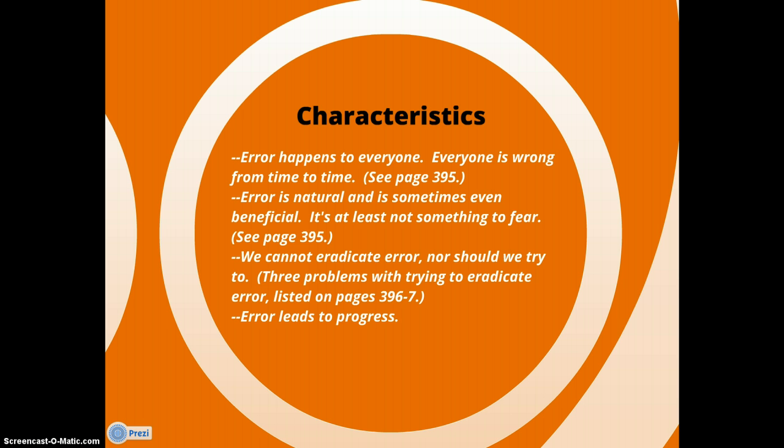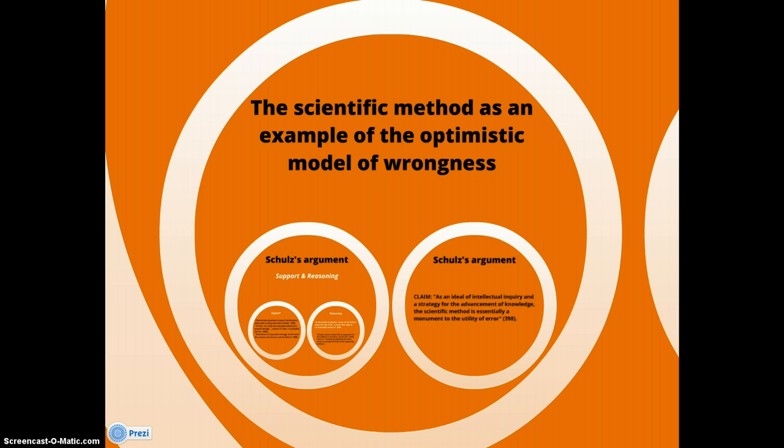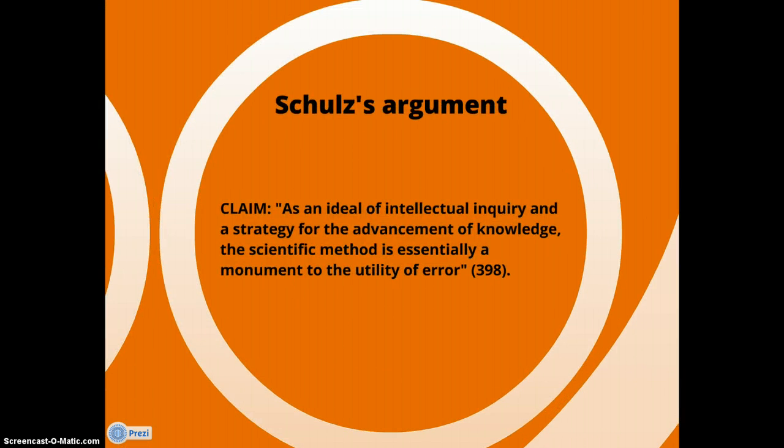Now, me as a critical reader, I think that she's maybe too quick to say being wrong is great. So I'm going to wonder about, well, how is this so great? She uses the scientific method as an example of how wrongness or error can lead to progress. This is an example of the optimistic model of wrongness. Right. What's her main claim about how the scientific method is an example of the optimistic model of wrongness? I find her claim is on 398 about this particular sub-argument.